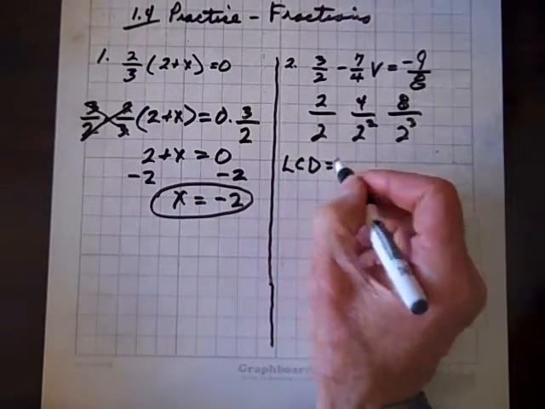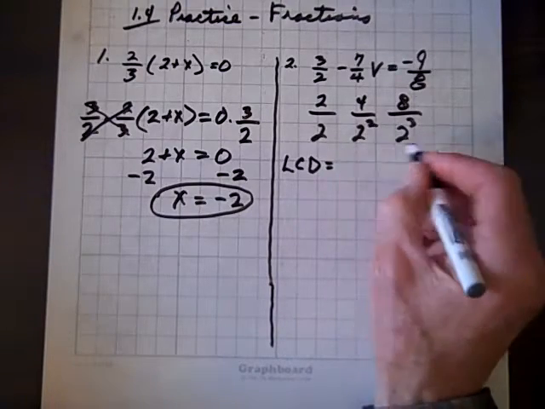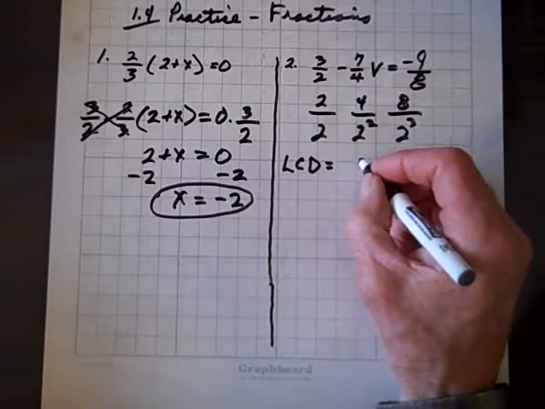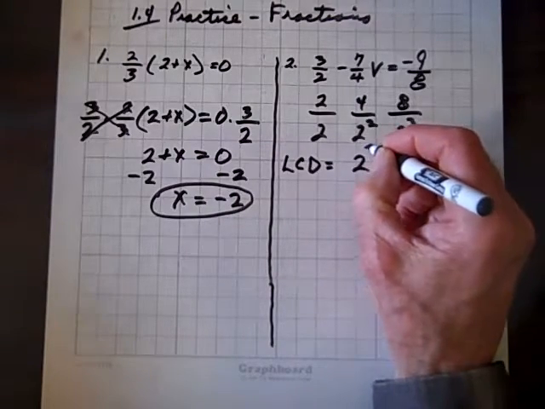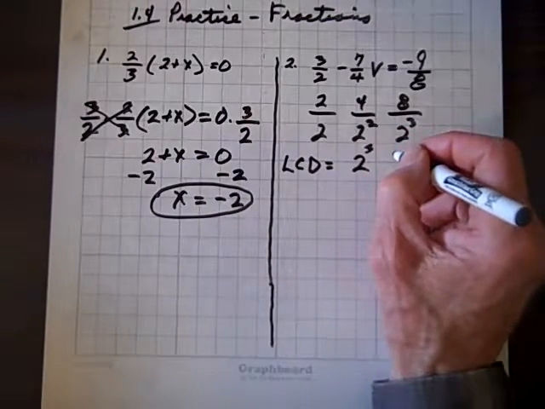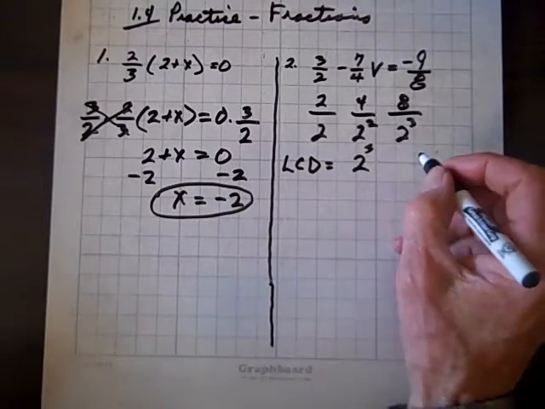So the LCD equals, you write down every base. Well, there's only one base there, it's 2. And what's the largest exponent on 2? It is 3. So that's the least common denominator. And of course that's 8.